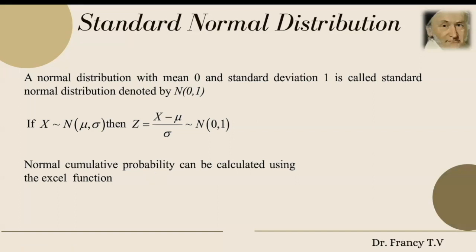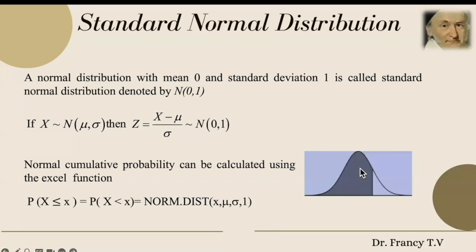Normal cumulative probability means probability X less than or equal to x. That will be same as probability X less than x. The reason is that for a point there is no probability. That can be calculated using the Excel function NORM.DIST(x, mu, sigma, 1). This is the logical value. So what happens is we are calculating the area below the normal curve.